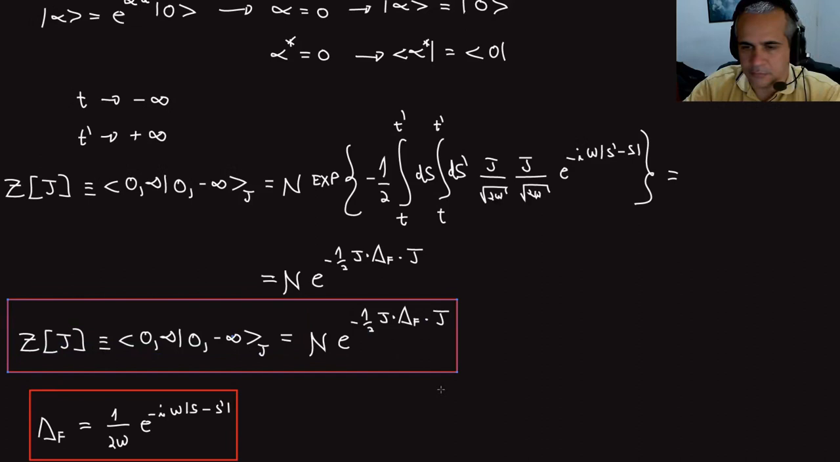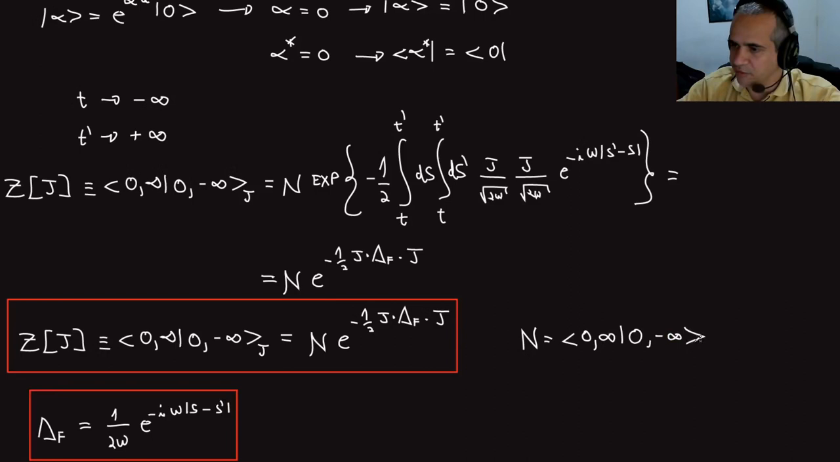Now I even know what this constant is, at least the definition of it, which is, again with the red, just this expression calculated in the absence of sources. So this is the transition amplitude of the system to stay in the ground state from the distant past into the distant future in the absence of sources.